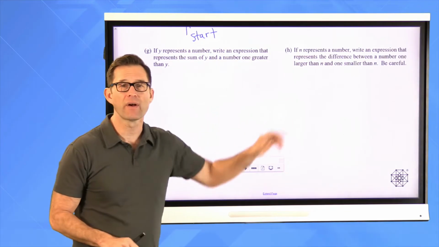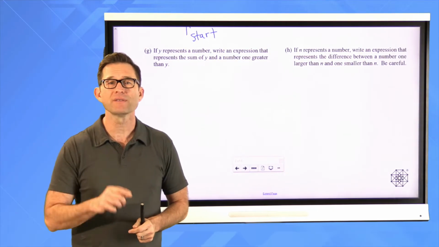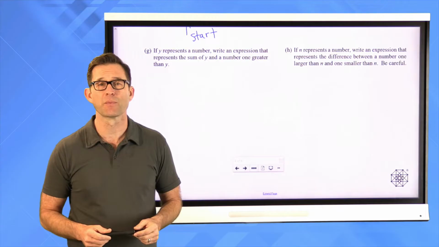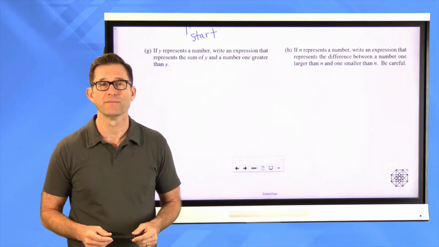Now, letter G and letter H are actually fairly simple. Pause the video now and see if you can write down algebraic expressions that model both of those.